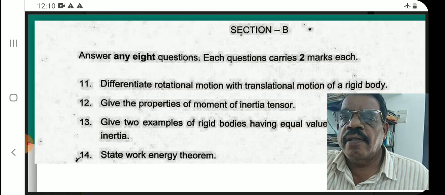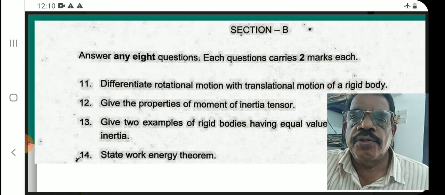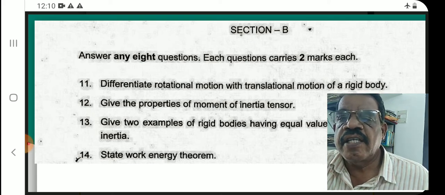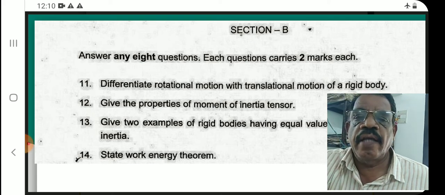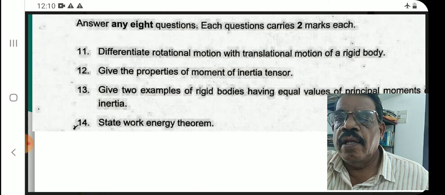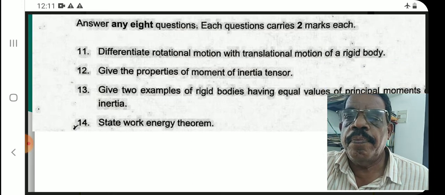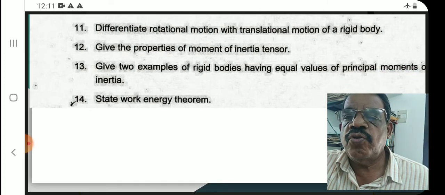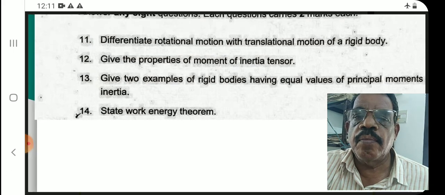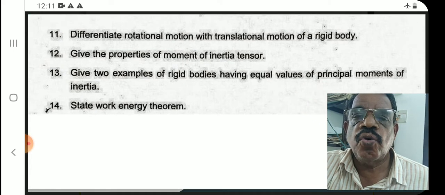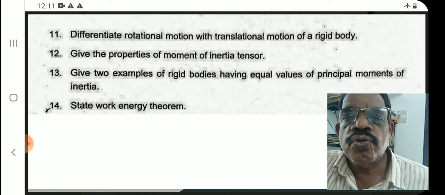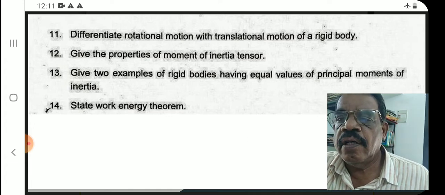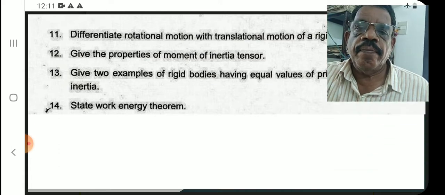Section B, answer 8 questions. Each question carries 2 marks. Number 11, differentiate rotational motion and translational motion of a rigid body. Number 12, give the properties of moment of inertia tensor. Number 13, give 2 examples of rigid bodies having equal values of principal moments of inertia. Number 14, state work energy theorem.